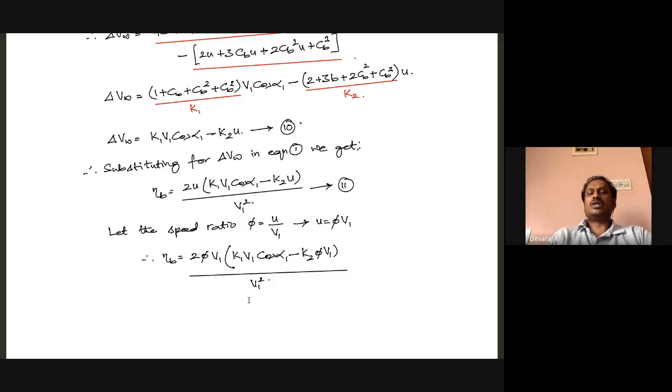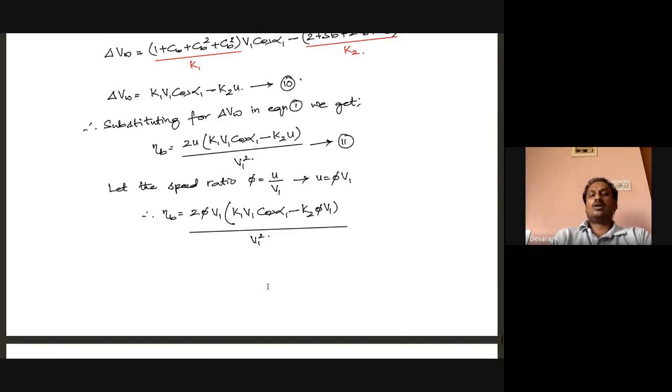So wherever u is there, I will substitute in terms of phi and V1. If I substitute for u, it will be phi into u1, and inside it I have one more u, which I will substitute as phi into V1, the whole thing divided by V1 square. Now, if you look at the terms within the bracket, you have V1 in the first term and V1 in the second one. So I will take V1 outside. Already one V1 is there, one V1 square.